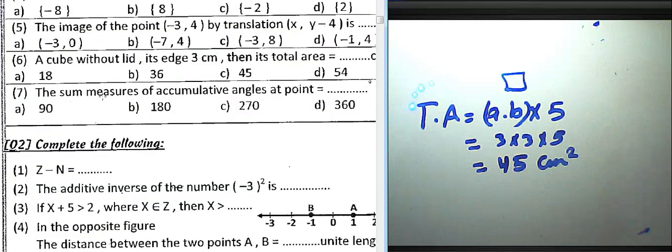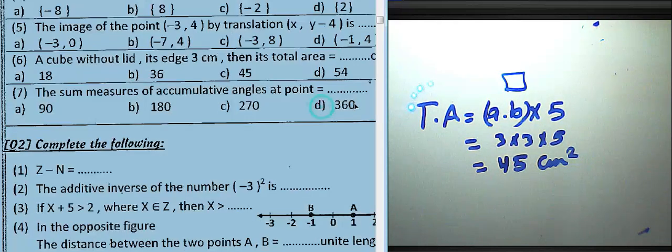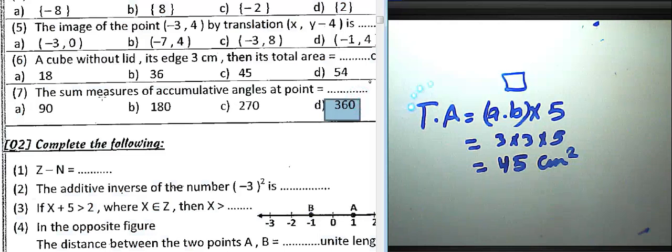Question 7: the sum of measures of the angles around a point equals 360 degrees. The sum of the measures of consecutive angles at a point equals 360 degrees.